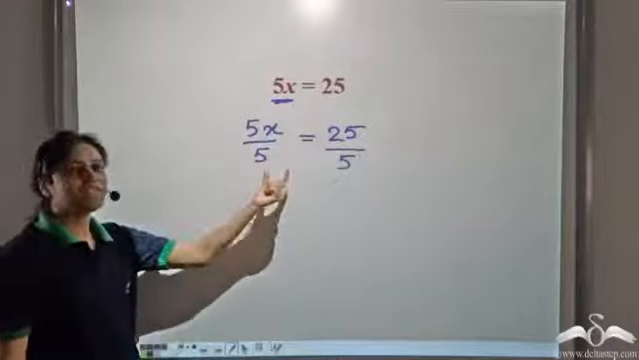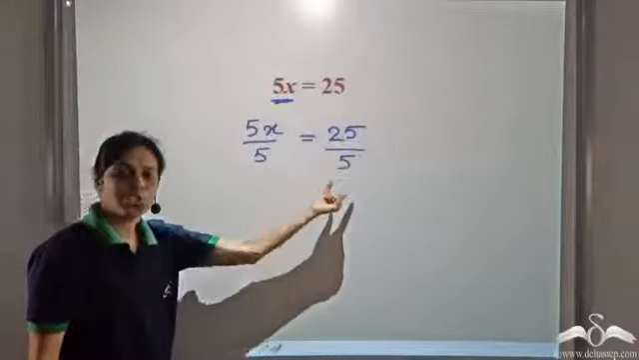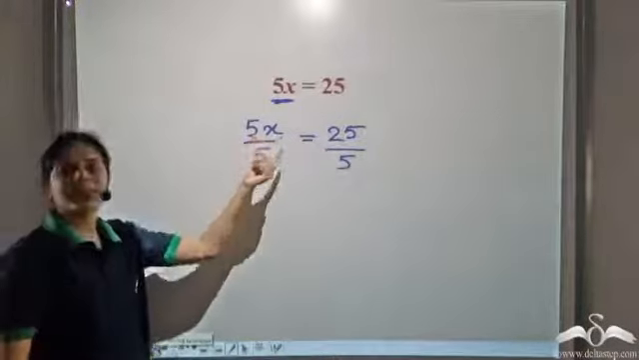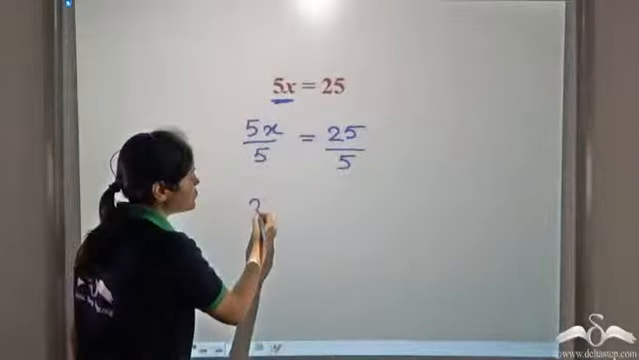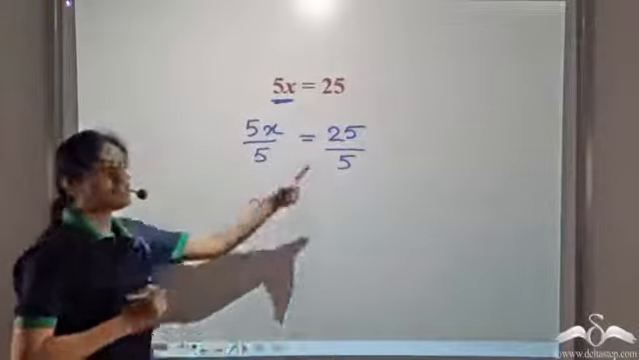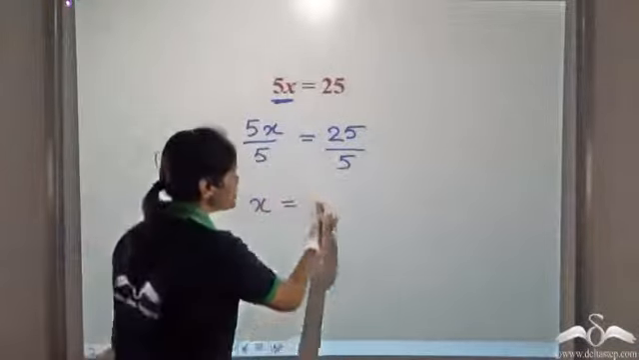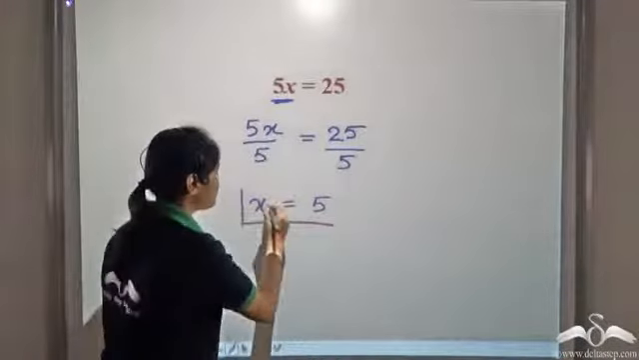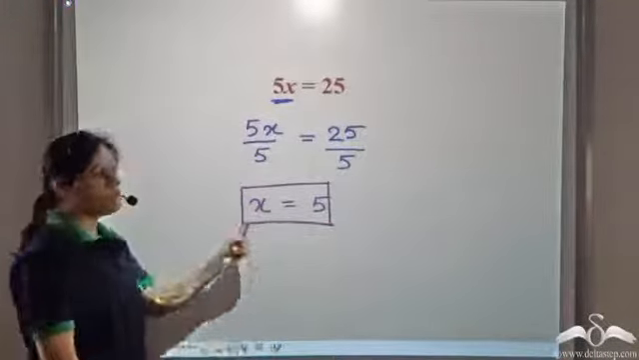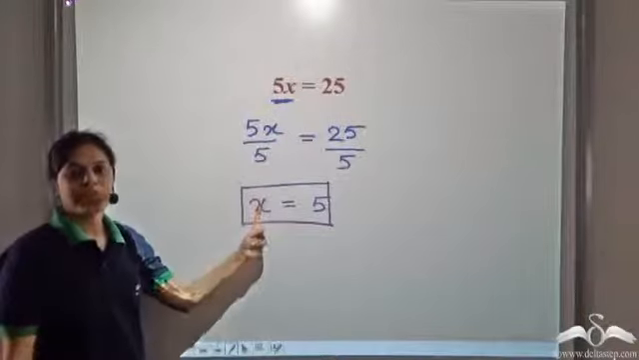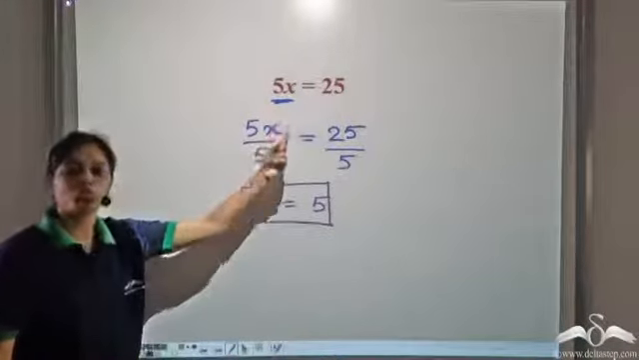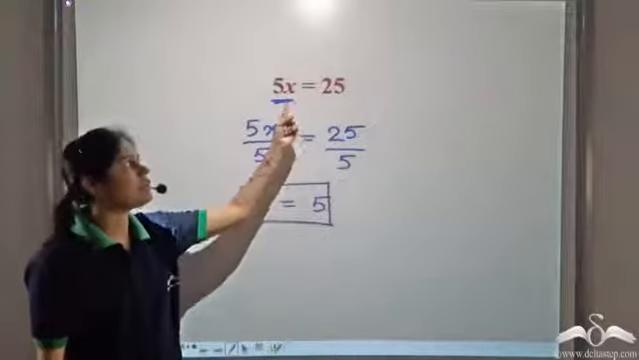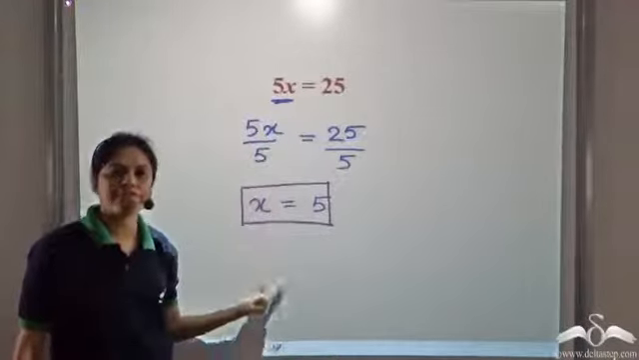So, we have divided both the sides of the equation by 5. Now, 5x by 5 gives us x, and 25 by 5 gives us 5. So, x is equal to 5 is a solution of this equation. That is, this equation holds true when x is equal to 5. You can put this value of x in this equation and verify your answer.